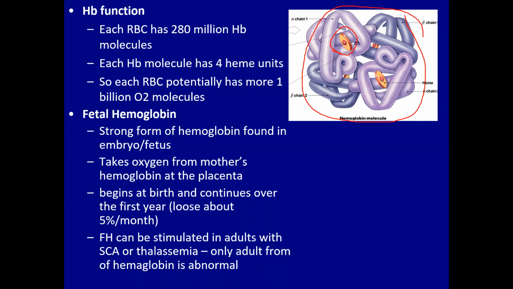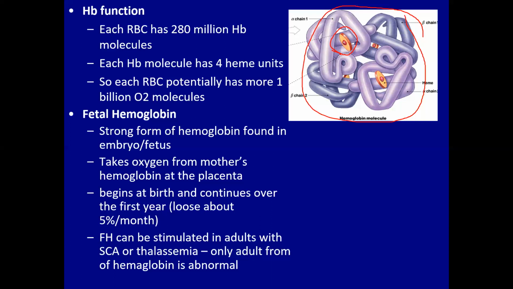I see a misspelling. That's supposed to be lose, not loose. And a baby will lose about 5% of the fetal hemoglobin every month. What's cool about this is fetal hemoglobin can be stimulated in adults if they have sickle cell anemia or thalassemia, right? Only the adult form of hemoglobin is abnormal.